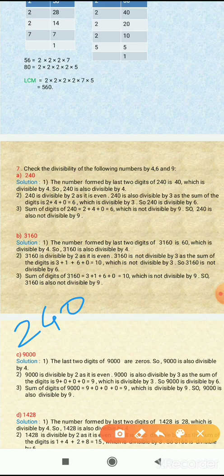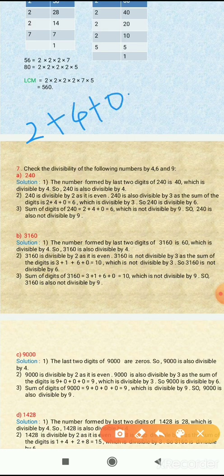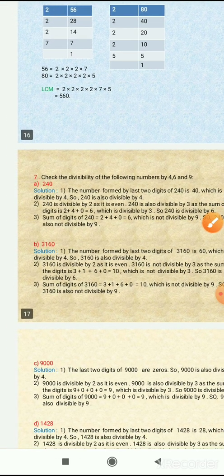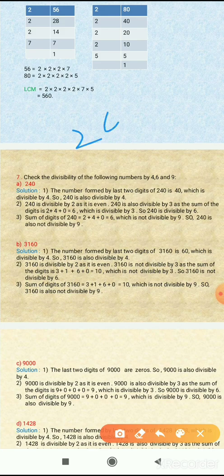240 is an even number, so it is divisible by 2. Now we will check divisibility by 3. We add the sum of its digits: 2 plus 4 plus 0. We get sum 6, and 6 is divisible by 3. Means 240 is divisible by 2 and 3.